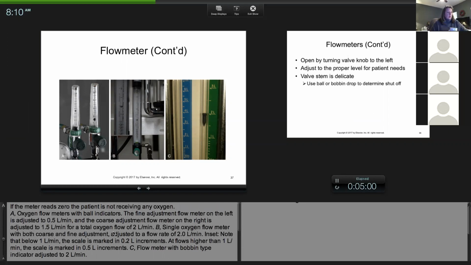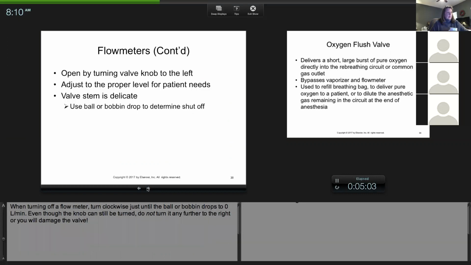But you want to set the flow, and you just do it by turning the knob to the left, and that's what opens the oxygen. And then you just set your determined level.